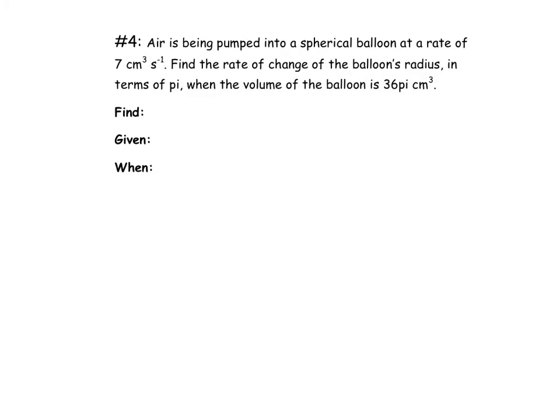Okay, let's move to the next problem. Air is being pumped into a spherical balloon at a rate of 7 centimeters cubed per second. 7 centimeters cubed per second is our given. Find the rate of change of the balloon's radius. That's dr/dt, when the volume of the balloon is 36 pi.